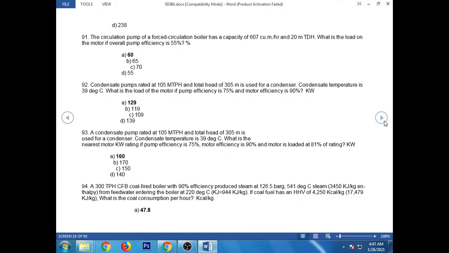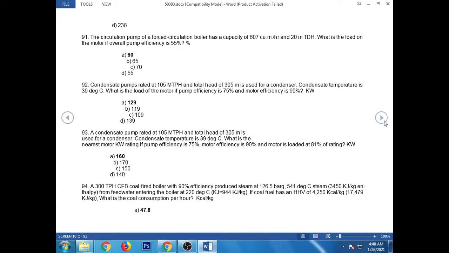A condensate pump rated at 105 mtph and total head of 305 meter is used for a condenser. Condensate temperature is 39 degrees Celsius. What is the nearest motor kilowatt rating if pump efficiency is 75%, motor efficiency is 90%, and motor is loaded at 81% of rating kilowatt? Answer: 160.